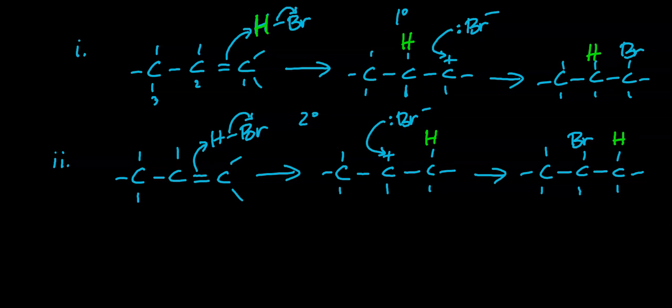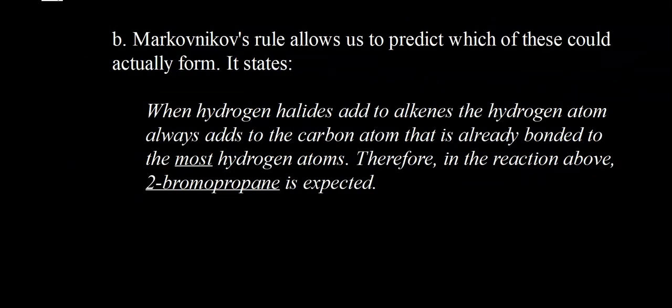Well, how do we know this? And how are we supposed to predict this? So we're going to use something called Markovnikov's rule. So Markovnikov's rule allows us to predict which of these products actually forms. And here's what it states. When hydrogen halides add to alkenes, the hydrogen atom always adds to the carbon atom that is already bonded to the most hydrogen atoms. Therefore, in the reaction above, 2-bromopropane is our major product and most likely to be produced.